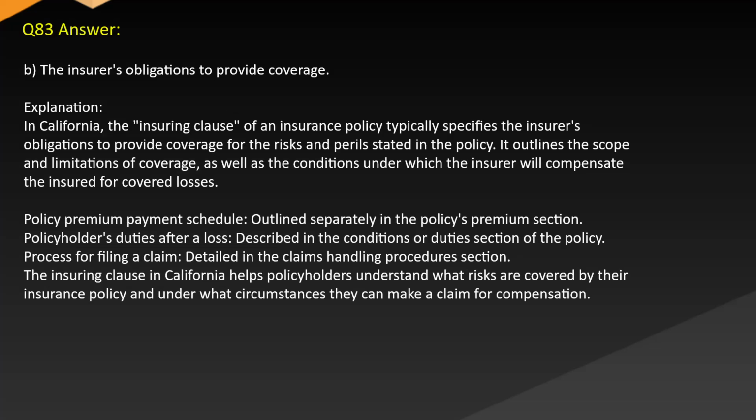Answer: B. The insurer's obligations to provide coverage. Explanation: In California, the insuring clause of an insurance policy typically specifies the insurer's obligations to provide coverage for the risks and perils stated in the policy. It outlines the scope and limitations of coverage as well as the conditions under which the insurer will compensate the insured for covered losses. Policy premium payment schedule, outlined separately in the policy's premium section.